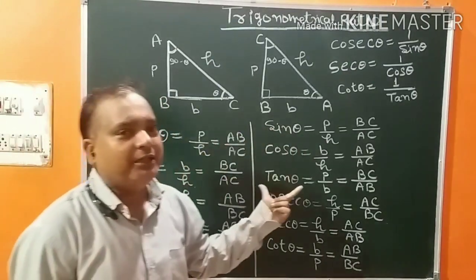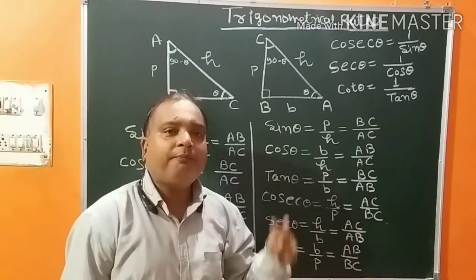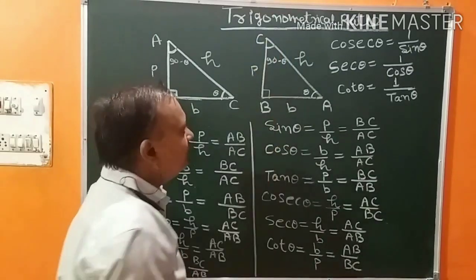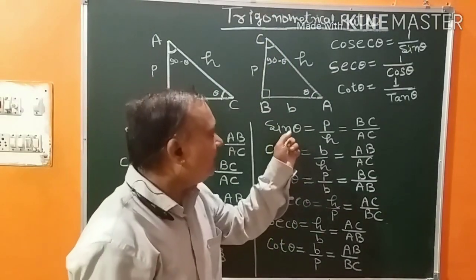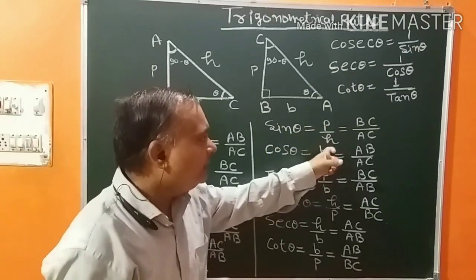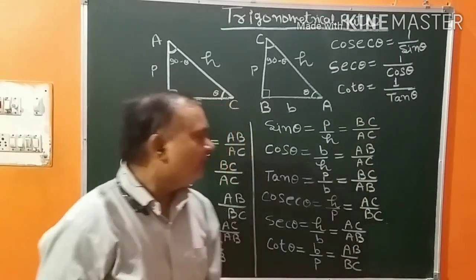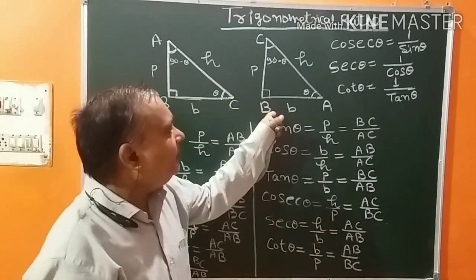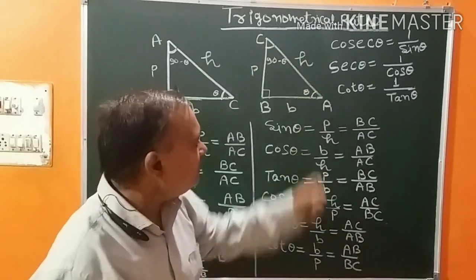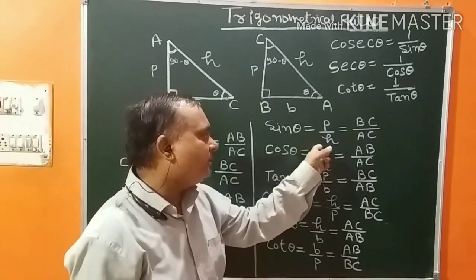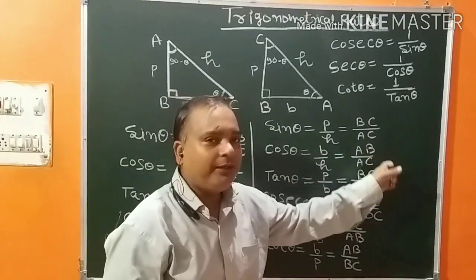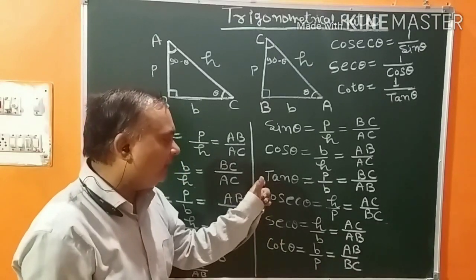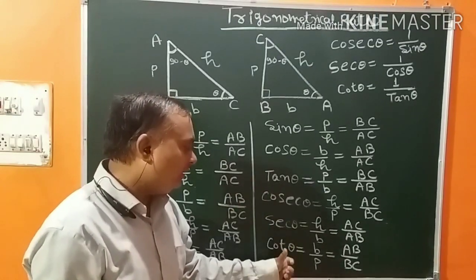So by the formula of sin theta, what is sin theta? That is sine of angle theta, defined as the ratio of perpendicular to the hypotenuse. Now what is perpendicular? The perpendicular is BC and the hypotenuse is AC. So we can write sin theta equal to P upon H equal to BC upon AC. Similarly, cos theta, that is the ratio of base to the hypotenuse. Here the base is AB and hypotenuse is AC. So we can write cos theta equal to base upon hypotenuse equal to AB upon AC. Like this, we can also find the remaining trigonometric ratios like tan theta, cosec theta, sec theta, cot theta.